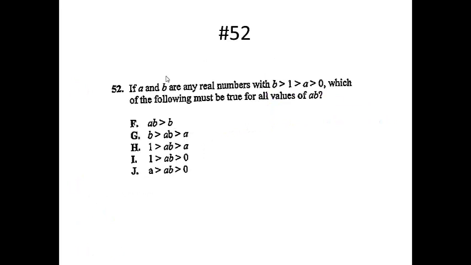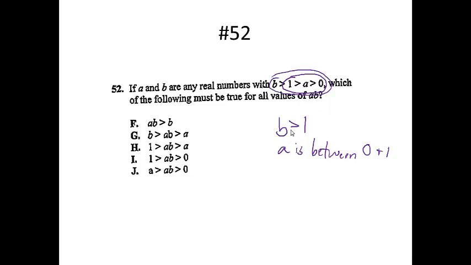All right, number 52. If A and B are any real numbers, with B being bigger than 1, which is bigger than A, which is bigger than 0, which of the following must be true for all values of A times B? So looking at this, I know that B is bigger than 1, and when I look at right here, this shows me that A is between 0 and 1. Okay, so I know I'm going to multiply A times B together.